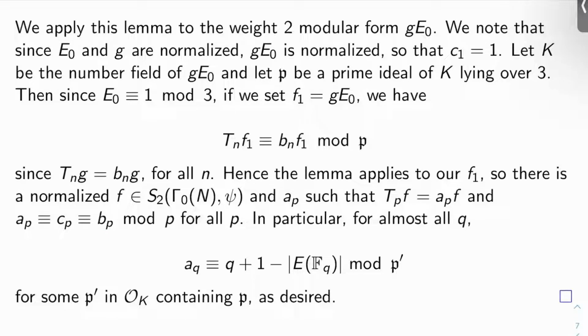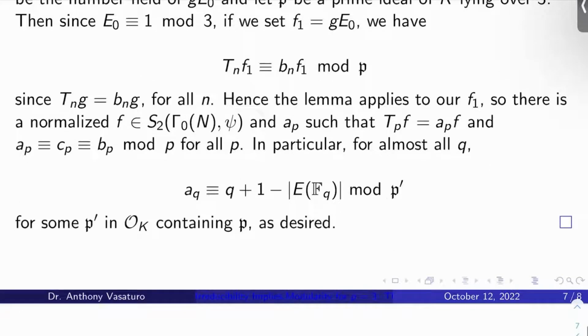Okay, but then what is this? If you just unwind all the definitions here and use facts we already know from this video and the previous video, what this says is that for almost all primes q, A_q is equivalent to q plus 1 minus the number of F_q points on E mod frak P', for some frak P' in O_K containing frak P, and this is exactly what we wanted. This gives us the modularity of ρ̄_{E,3}.